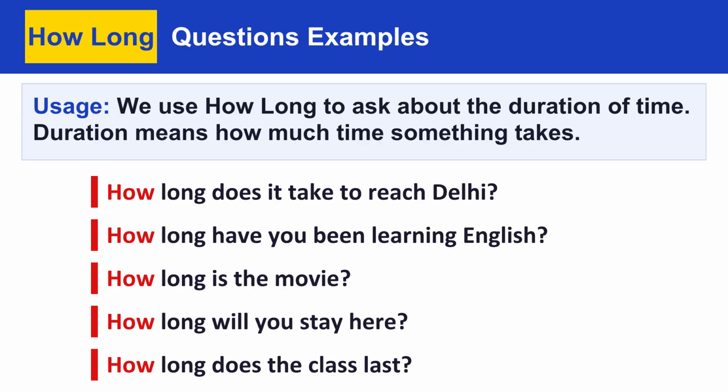WH question: how long? Usage: we use how long to ask about the duration of time. Duration means how much time something takes. How long examples: how long does it take to reach Delhi? How long have you been learning English? How long is the movie? How long will you stay here? How long does the class last?